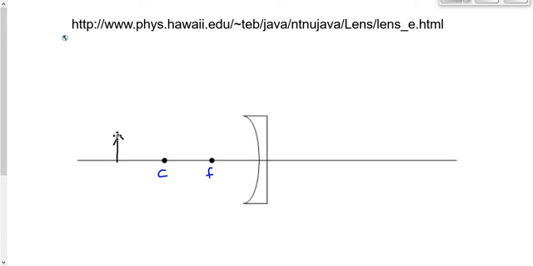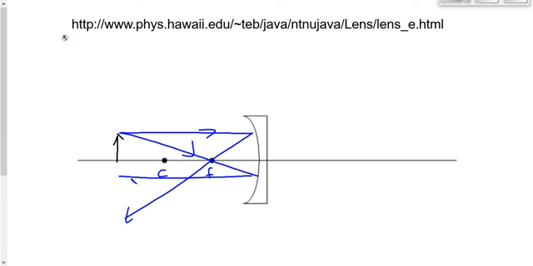Which rays do we want to draw? Well, the first ray is going to be parallel to the principal axis from the top of the object down through the focal point. Second ray is going to be down through the focal point, and it's going to reflect parallel to the principal axis. It's going to look like this. Here's my image formed. It forms from the principal axis to where the rays intersect.